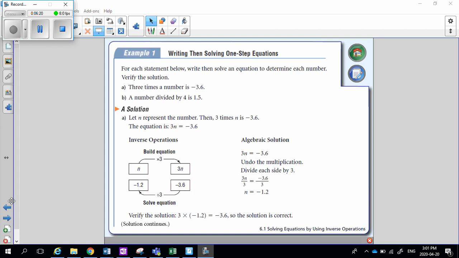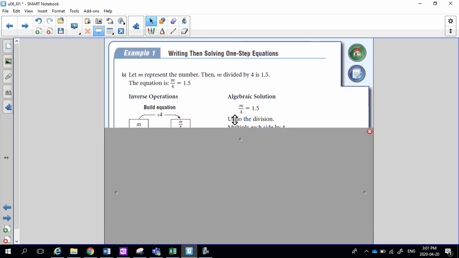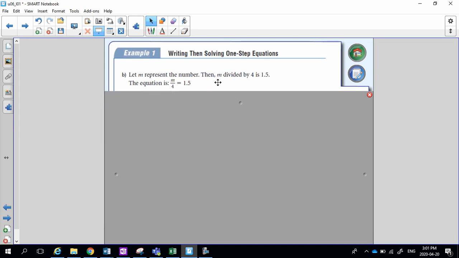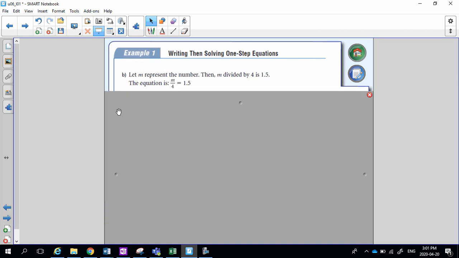Okay. So the second question, let me just cover this up a little bit. It says, let m represent the number. So let's look back and see what it was again. The second question was, a number divided by 4 is 1.5. So something divided by 4 equals 1.5. Okay, so here they said we're going to call that something m. You could say z, you could say p. Something divided by 4 is 1.5.